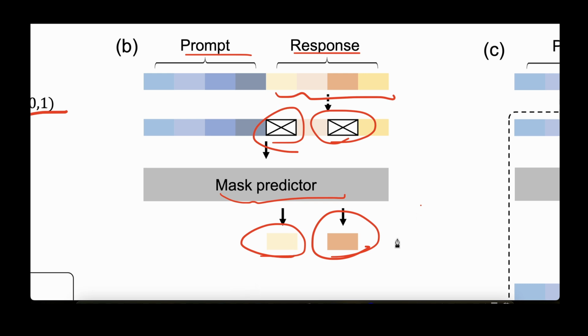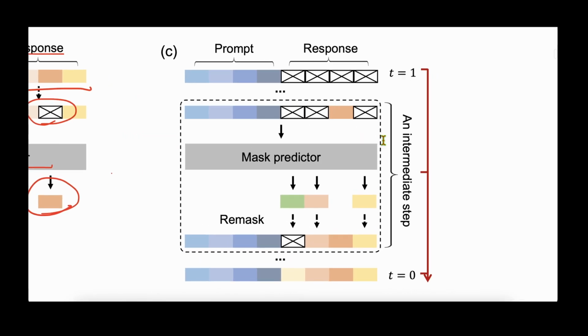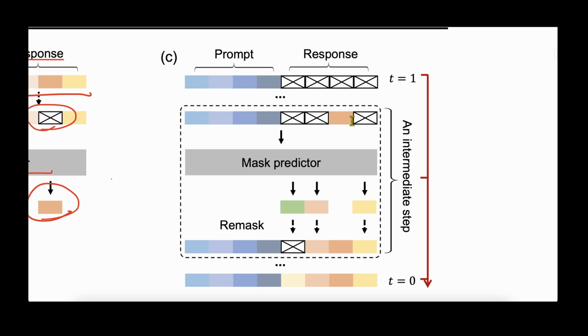We calculate a loss between the predicted mask and the actual value, and we train this. After that supervised fine-tuning step, the model is now ready to do inference. So during inference, they discretize the time steps that are involved. So what does that mean?